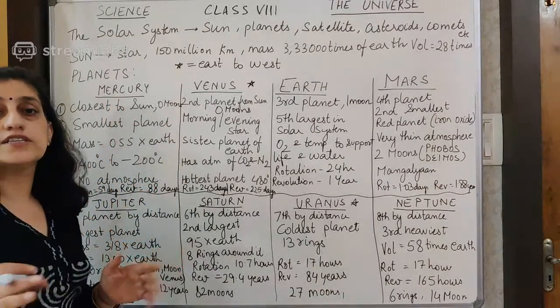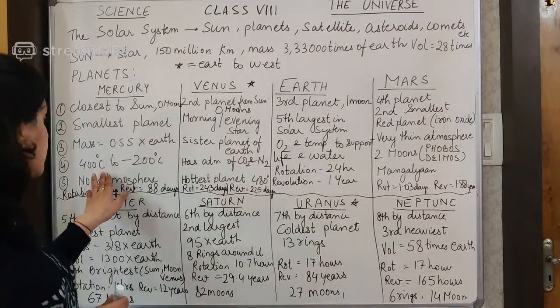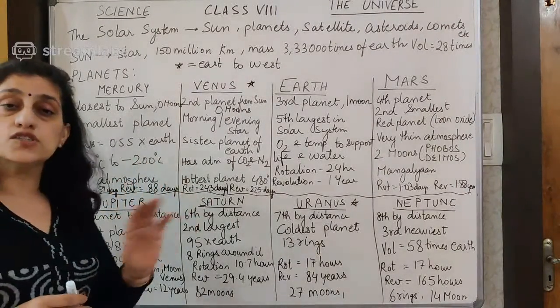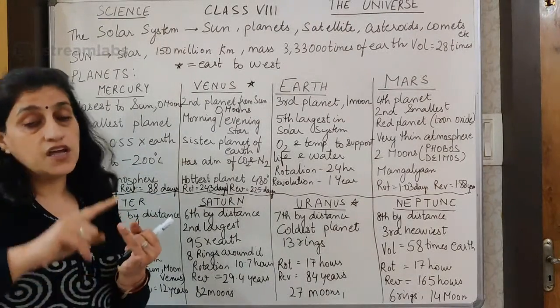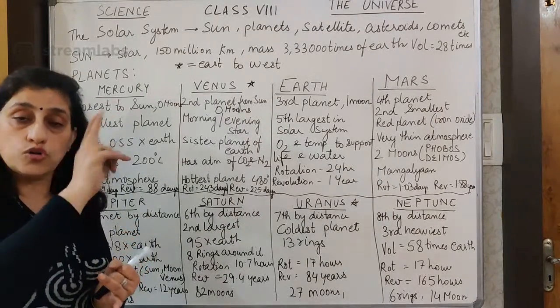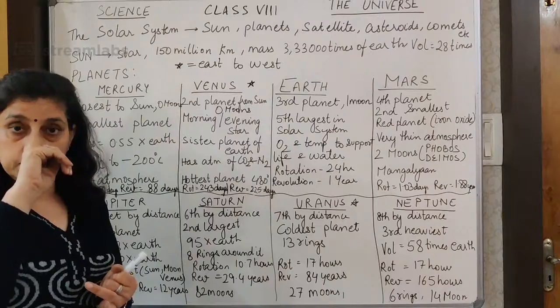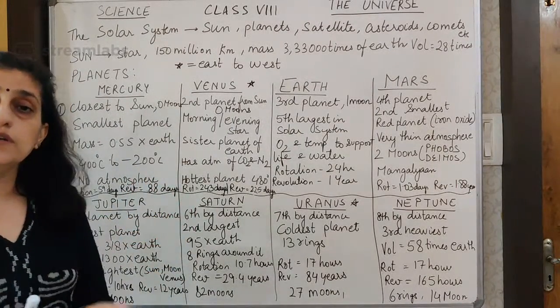The temperature ranges from 400 degrees Celsius during the daytime, and at night this temperature falls to minus 200 degrees Celsius. And due to this lack of atmosphere and this extreme type of temperature, hot also extreme, cold also extreme, life is not possible on Mercury.